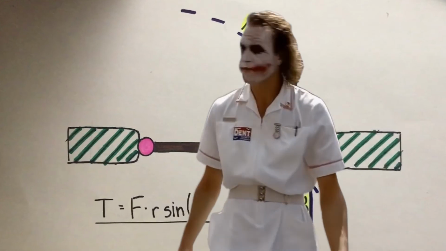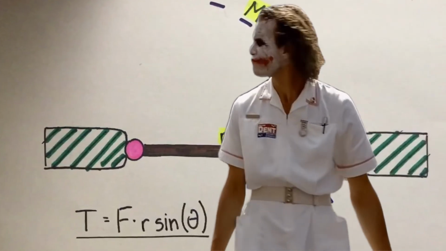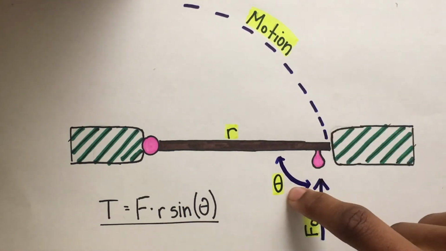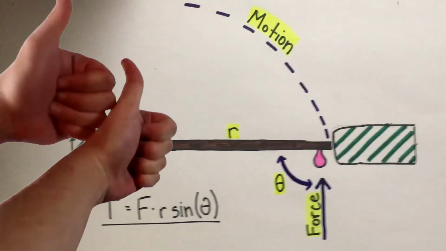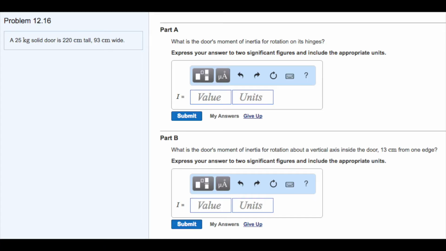Thanks for the explanation, but I would like to know how to calculate the magnitude of the torque vector. The magnitude of the torque vector T can be calculated by taking the force and multiplying that by the radius and multiplying that by the sine of this angle. Now that I know what torque is mathematically, let's look at some examples. How about we do problem 12.6?